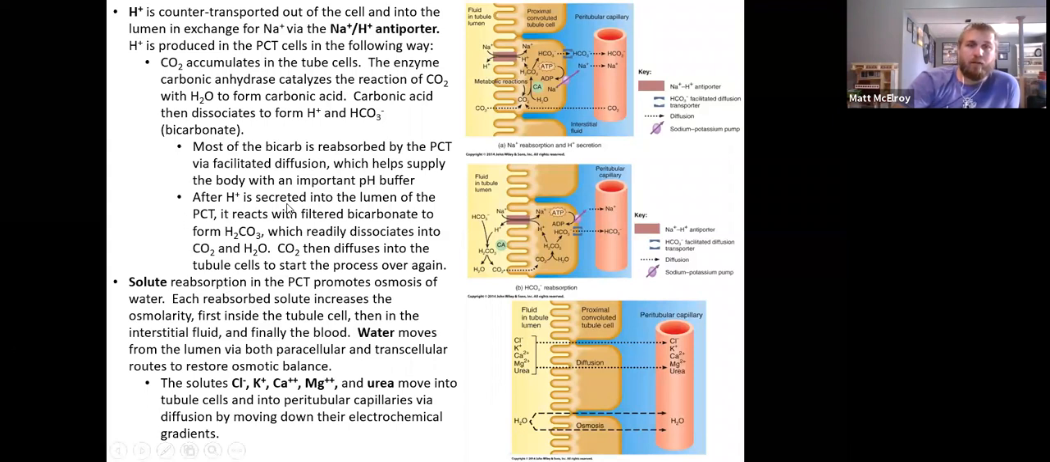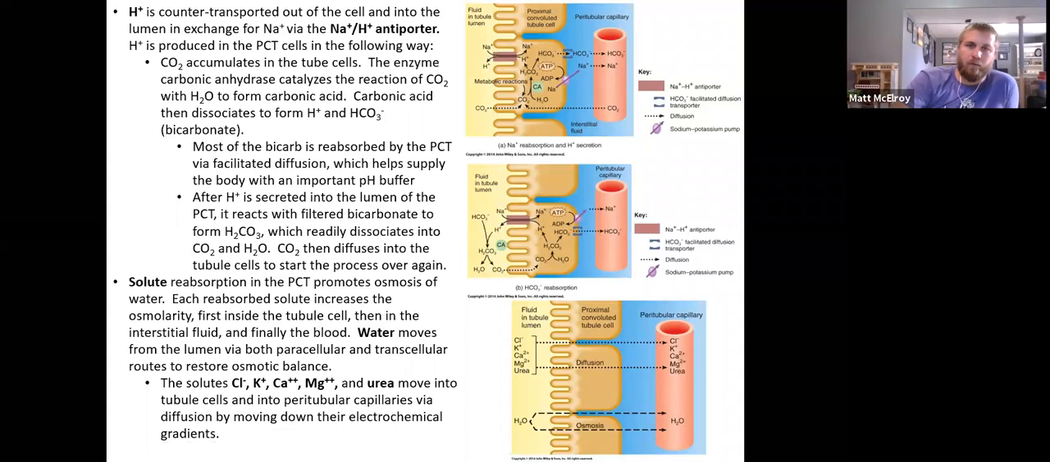Now, after hydrogen ion is secreted in the lumen of the proximal convoluted tubule, it reacts with filtered bicarbonate, forming carbonic acid again. So essentially, we're seeing the same thing take place in reverse that we talked about back up here. Okay. So the carbonic acid dissociates, forming CO2 and water. So there's where those hydrogen ions end up going out of our body in the form of water, thus allowing us to remove them from the body and maintaining long-term pH in our body.